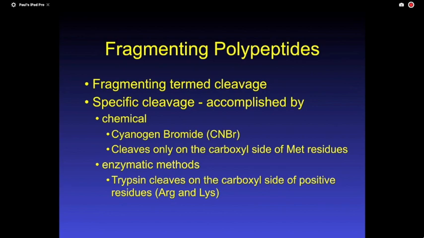Chemically, we can do that a couple ways. Most of the time, we use enzymatic methods. What we are going to use is an enzyme whose whole job is to break proteins. They will only break at certain places in the protein. The enzyme trypsin will cleave on the carboxy side of a positive residue, arginines and lysines in this case. So anytime there's an arginine or lysine, it's going to cut it.